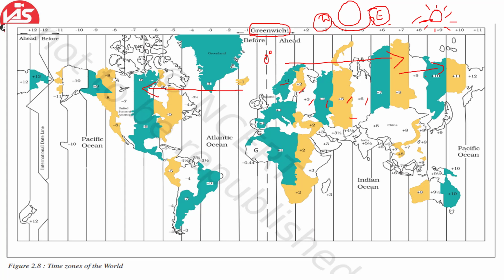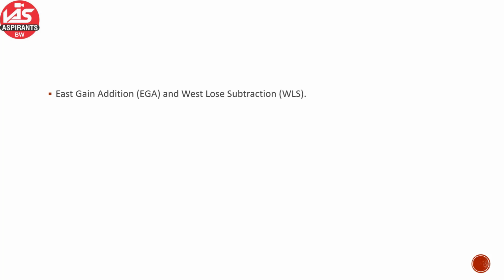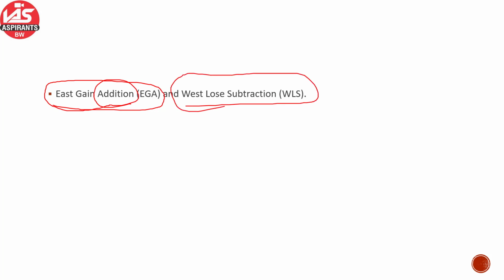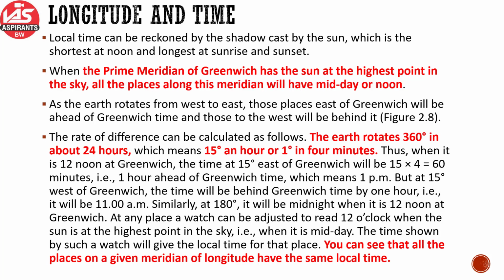Okay, let me show you what we call it as. So the rule says east gain addition. So whenever you will go towards east, you will add. West lose subtraction. Whenever you go towards west, you subtract. Okay, so be it days or time. So what is basically I'm talking here is the relationship between longitude and time.